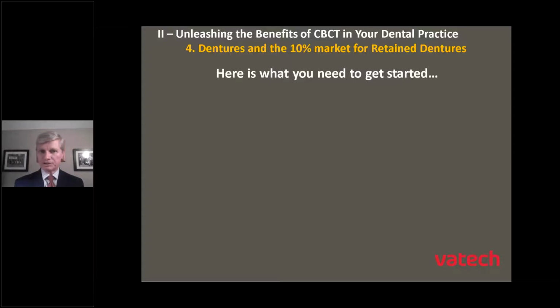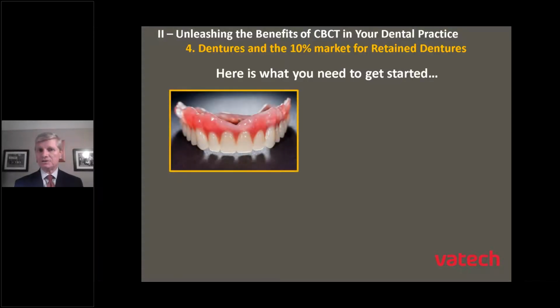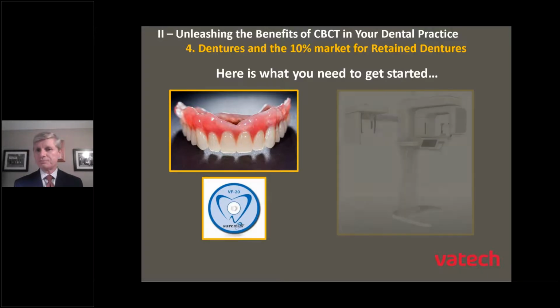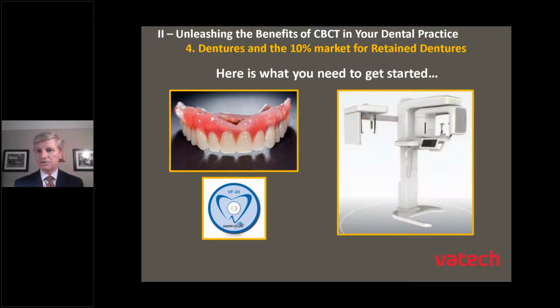Number one, obviously, you need a denture. Number two, we want to have markers. We'll show that in just a moment. That's used to place on the denture itself. And number three, you need access to a CBCT imaging system within your office.